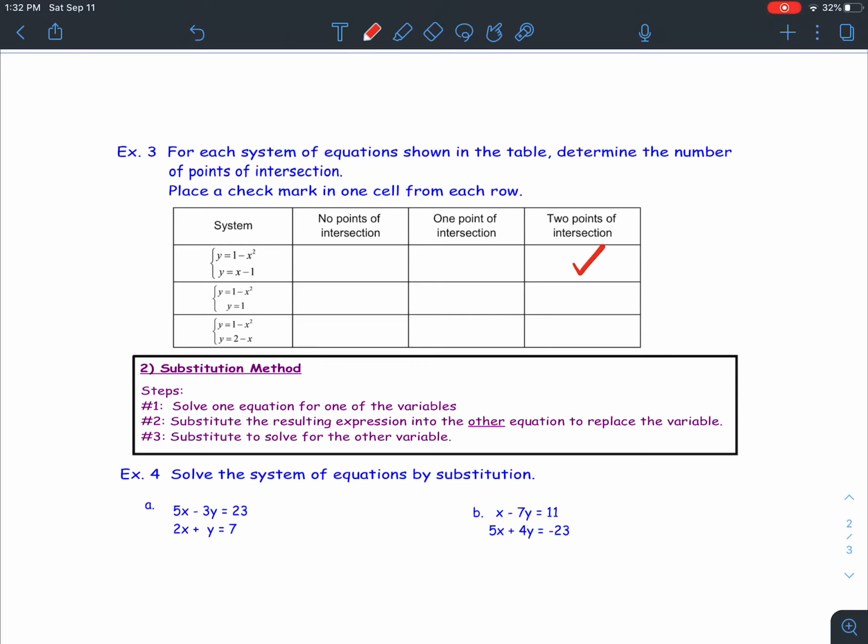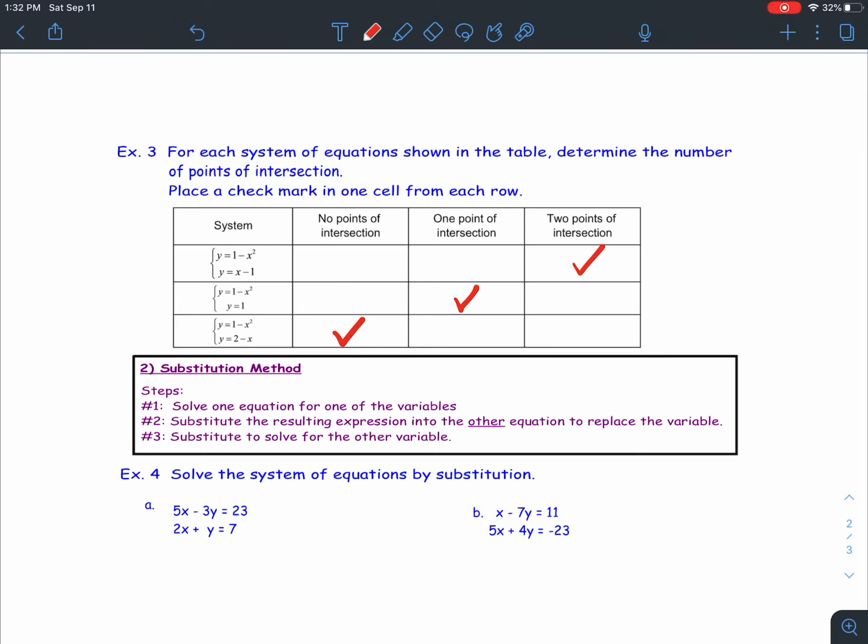If you wanted to try this on your own, you could go ahead and pause the video, graph each of these 3 sets and put the check mark where it looked like there was 1 or no intersection points. I'm going to go ahead and fill the check marks in. You can go back and check yourself, but that's where the check marks would go there.